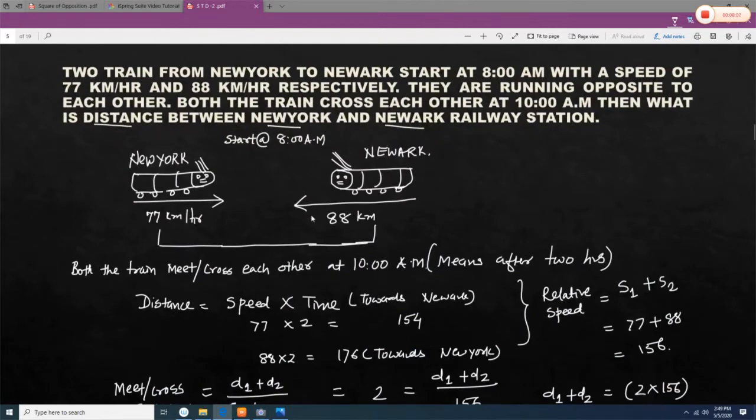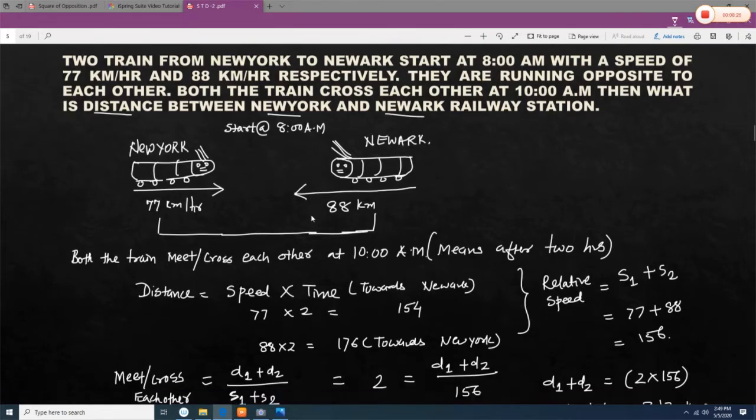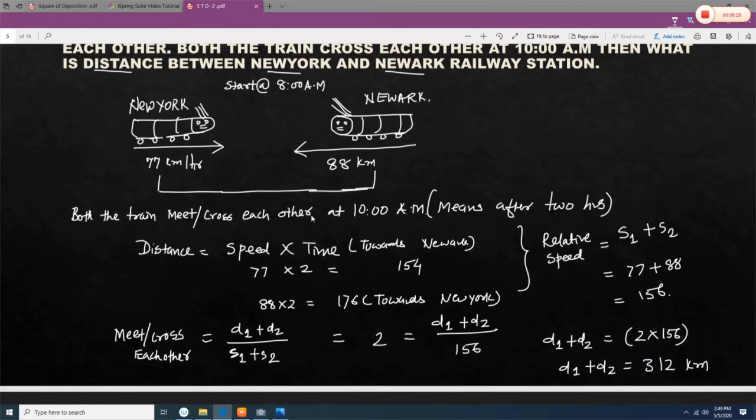Next, two trains from New York to Newark start at 8 a.m. with a speed of 77 kilometers per hour and 88 kilometers per hour respectively. They are running opposite to each other. Both trains cross each other at 10 a.m. Then what is the distance between New York and Newark railway station? So let's say both trains start at 8 a.m. This is New York and this is Newark. The New York train is running at 77 kilometers per hour and the Newark train is running at 88 kilometers per hour. Both trains meet each other at 10 a.m.